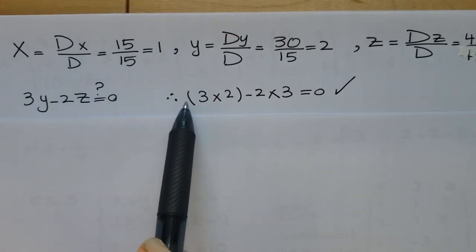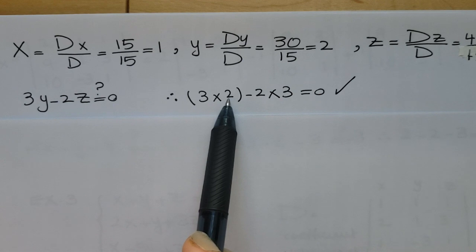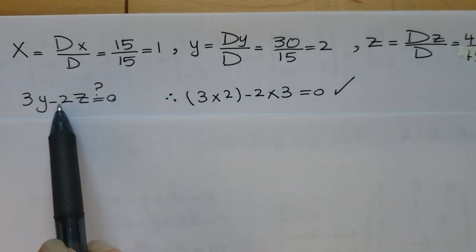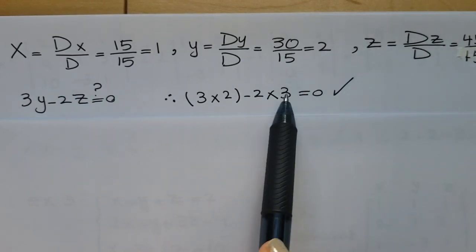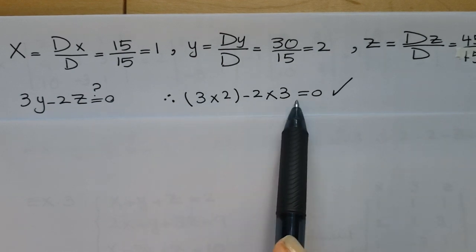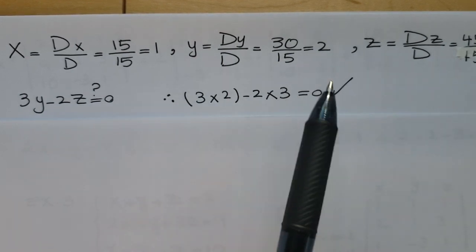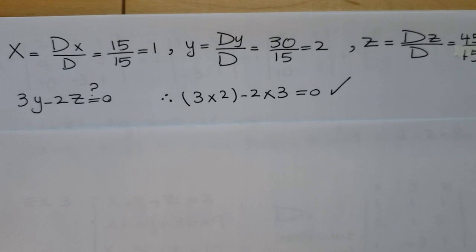So 3 times the y value is 2, negative 2 times the z value is 3. So 6 minus 6 is 0. Perfect. So that means the value of y and z are correct.